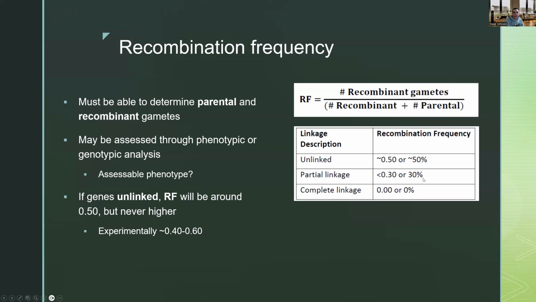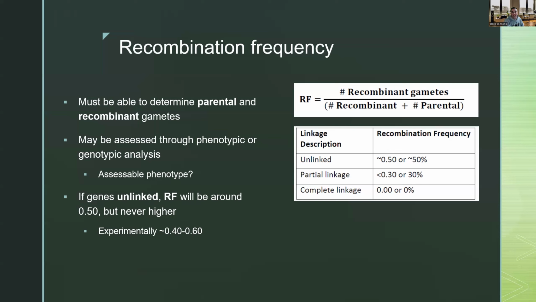If you get somewhere in between, if you have a recombination frequency of 0.3 or less, trending downwards towards 0, okay, we call that partial linkage. That would indicate that those genes are syntenic, they're on the same chromosome. They are relatively close to each other, but they're not close enough to be completely linked. So crossing over events do happen in between those genes. The smaller that number gets, the smaller the distance between the two genes on the chromosome.